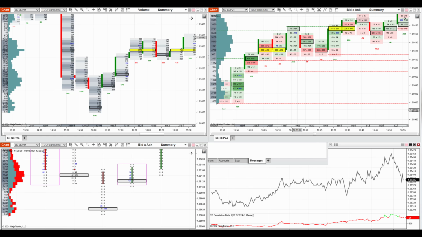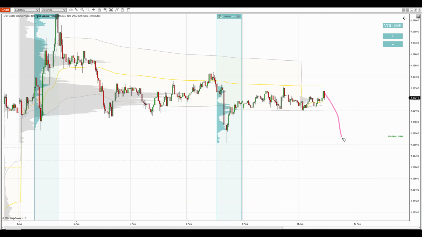So what we need to do now is just wait for the pullback to that level and take it from there. And also what you can do, if you have order flow, you can wait for confirmation around the level, use the order flow to better time your trade entry, and you can use the order flow as well to better time your trade exits. All right, so that's for the long on euro dollar.